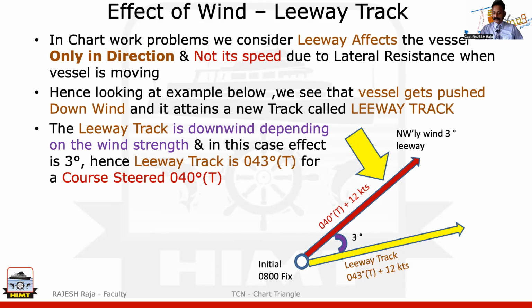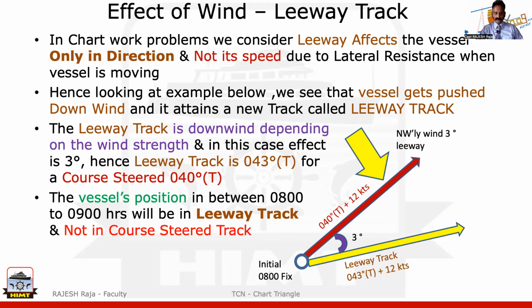I've already mentioned, as far as winds coming from the sides are concerned, they do not change the speed. So you can see the CTS was 040 at 12 knots. Leeway track is 043 and 12 knots. This is how it works. Now let me take a duration of 1 hour, 8 to 9 o'clock. You will see the vessel's position will be on the leeway track, not on the course steered track. So you will be somewhere here. After 1 hour, you will be at the end of the leeway track arrow. That is where you will reach.